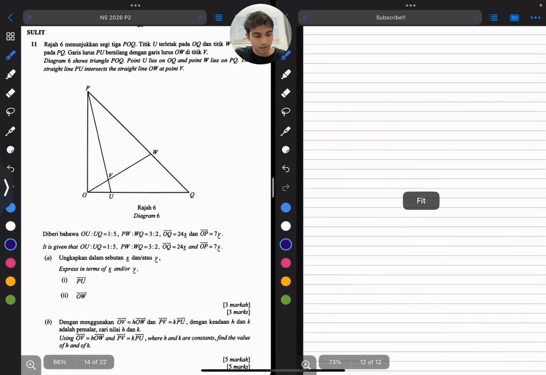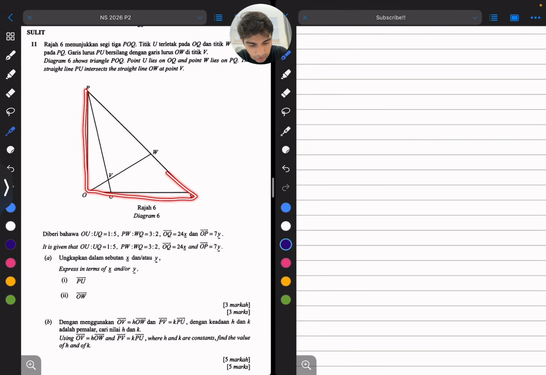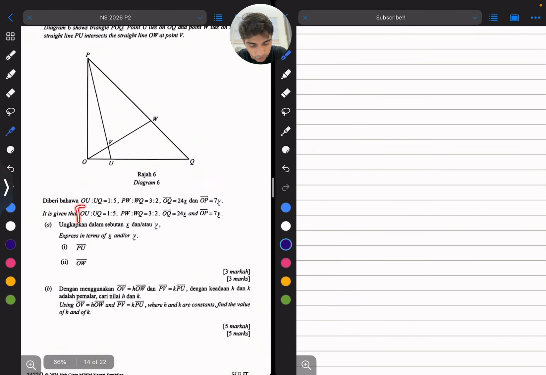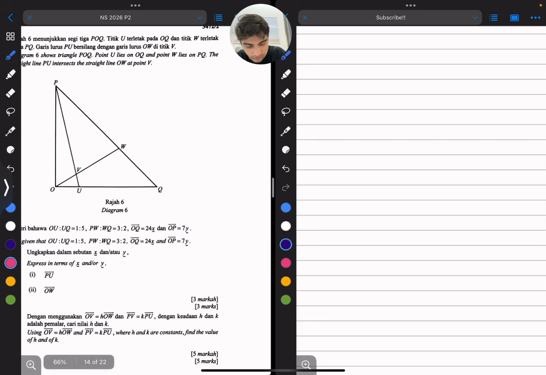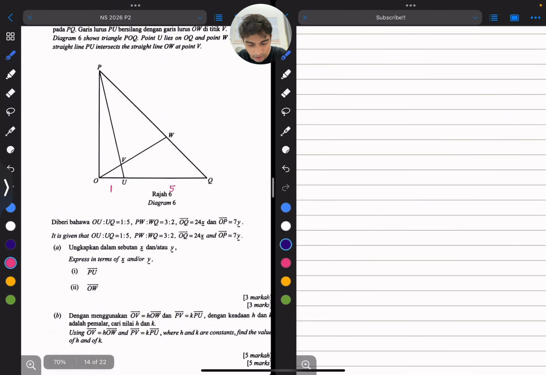Okay, let's see. So diagram 6 shows a triangle POQ. Point U, okay. OU to UQ is 1 to 5. So this is 1, this is 5. And then PW to WQ is 3 to 2.